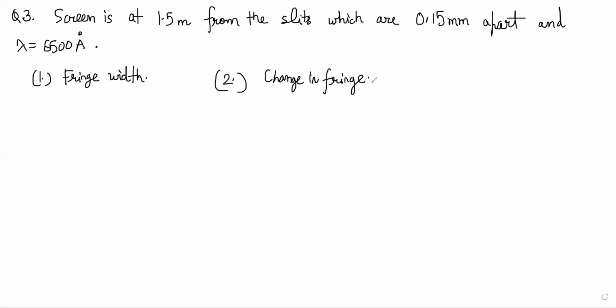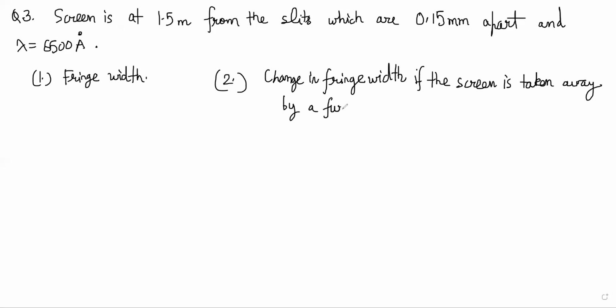Fringe width, if the screen is taken away by a further 50 centimeter. Pretty straightforward only. Fringe width, you know the formula for that. Beta is equal to capital D lambda by small d.